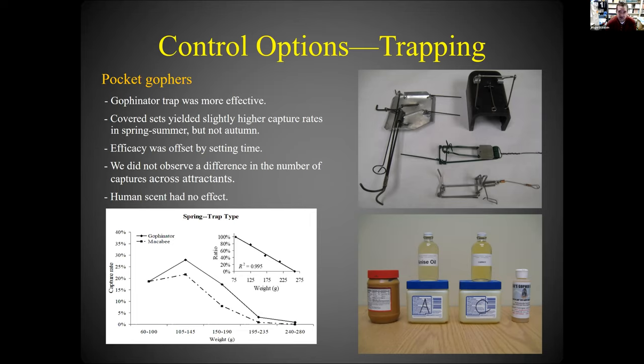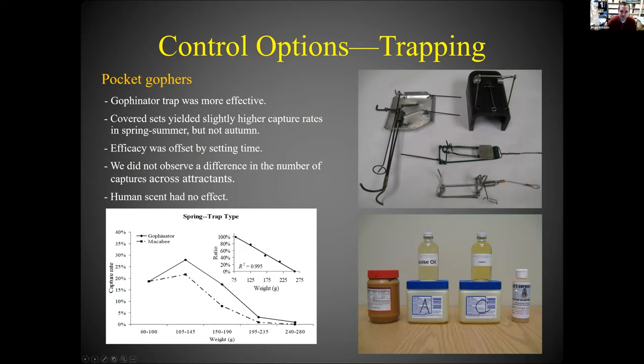To the point where we were actually catching the same number of gophers per day, regardless of whether or not we were covering or uncovering them. And in cooler times of the year, we had slightly better success when utilizing uncovered trap sets. So for me personally, if I'm trapping over large areas, I generally use uncovered trap sets, but that's really a user preference.